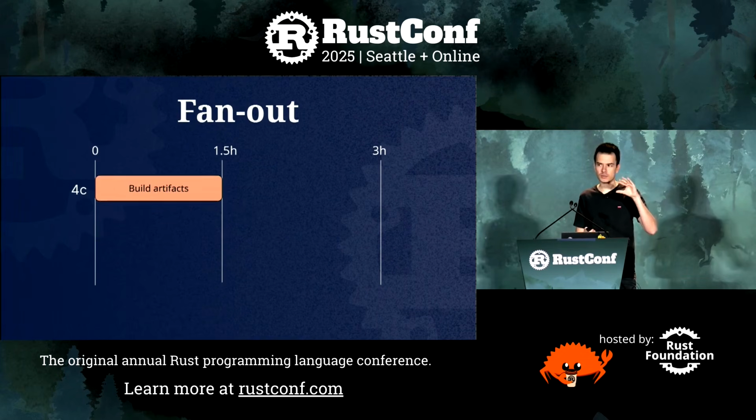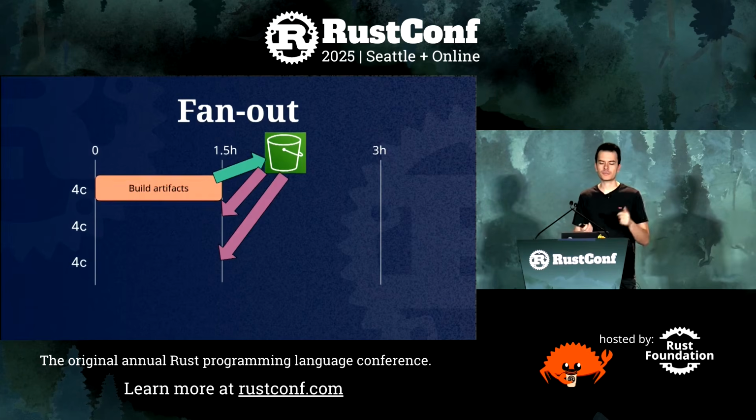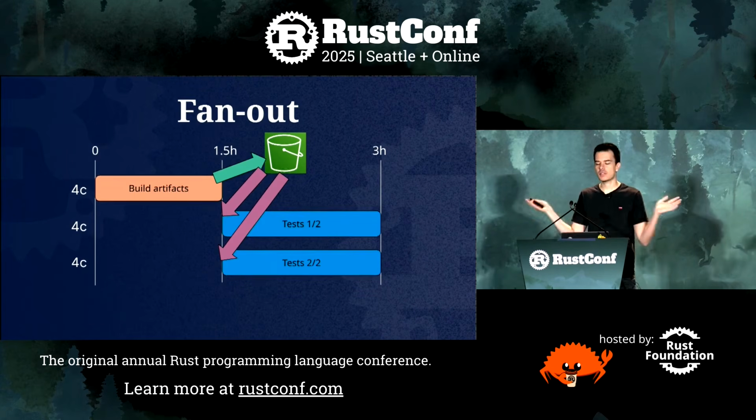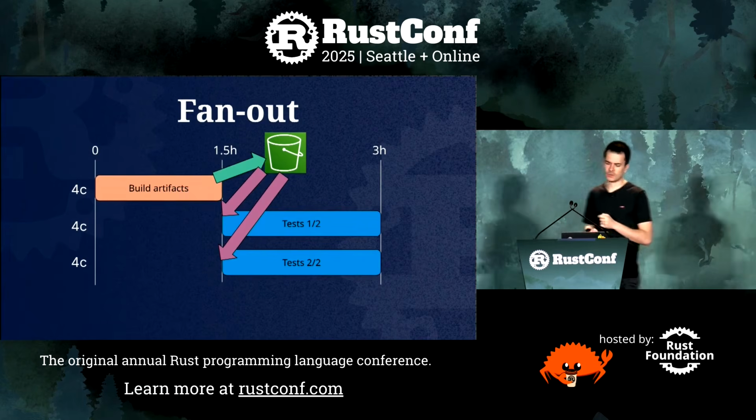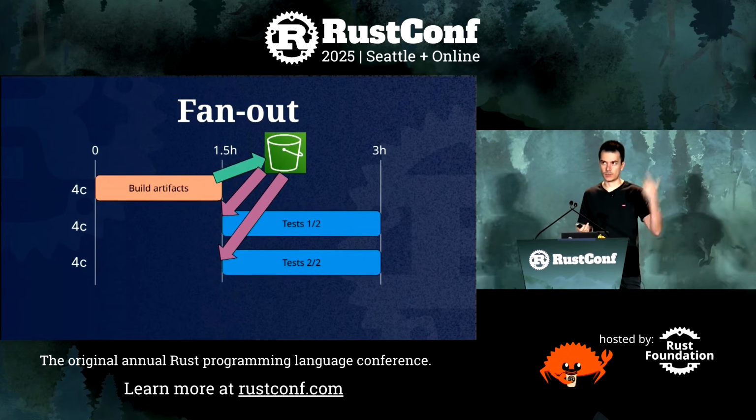So instead of 2 runners building the artifacts, one runner builds the artifacts, and it compresses them and uploads them to a bucket in the cloud. Then 2 standard runners download these artifacts, decompress them, and run the test suite as before. So you can see that now we only build the artifacts once.